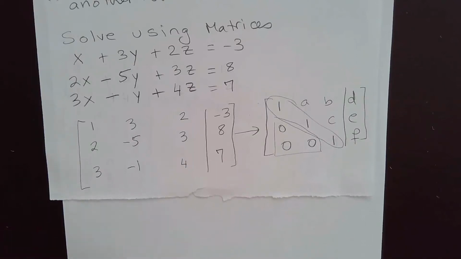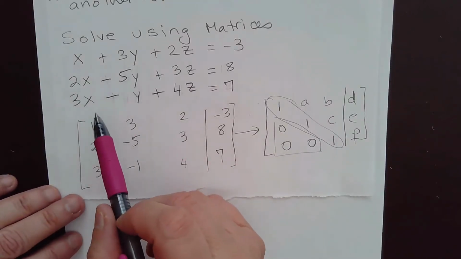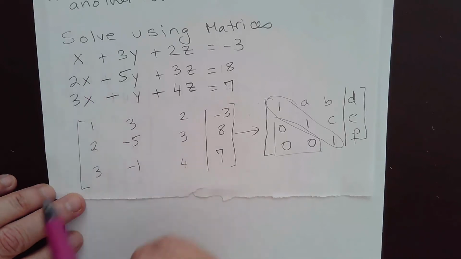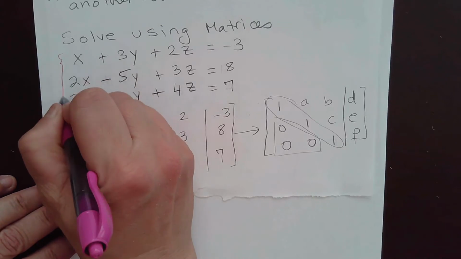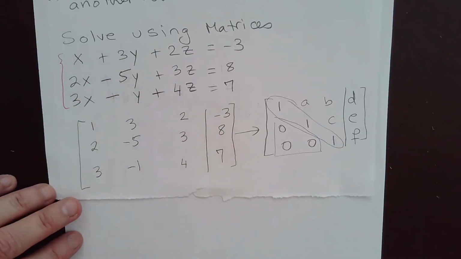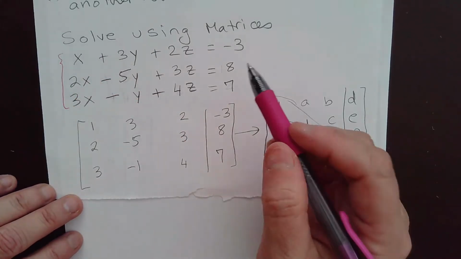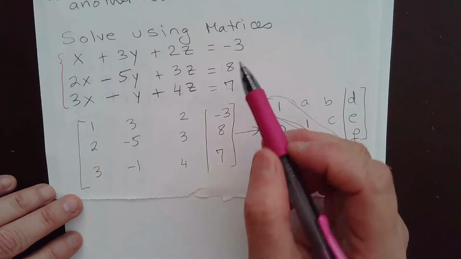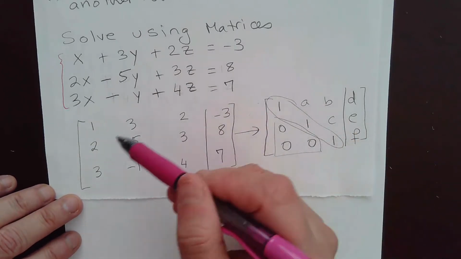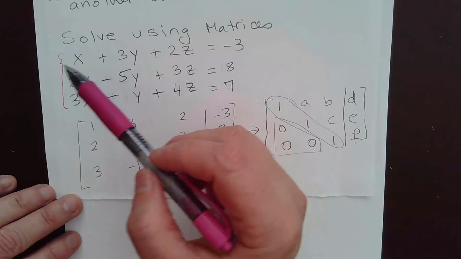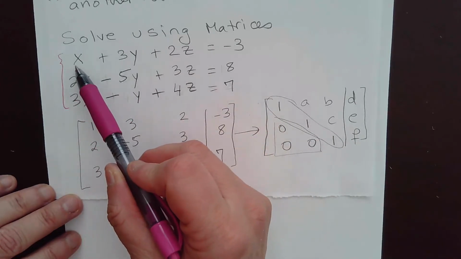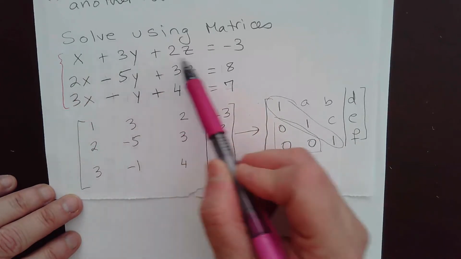Hello everybody, today we're going to solve a system of linear equations using matrices. So we have a system of three linear equations, and to solve this system by using matrices, the first thing you need to do is write the augmented matrix for the equations. What is the augmented matrix? The augmented matrix is the coefficients of x, y, and z and the constants.